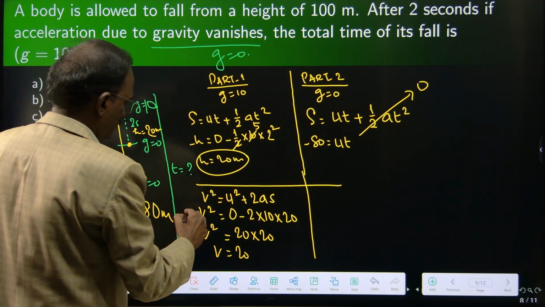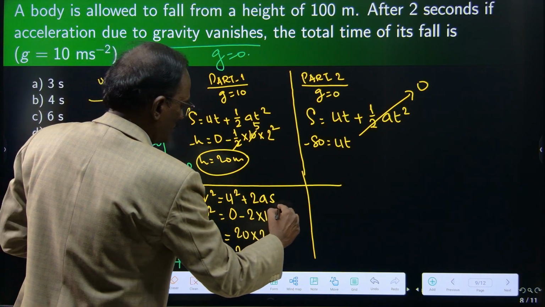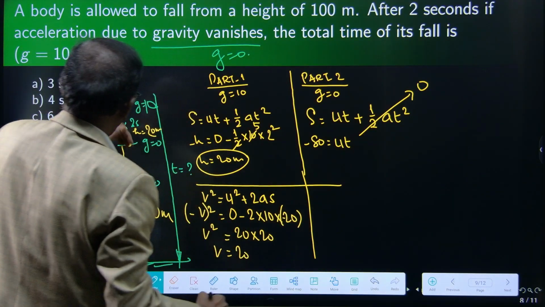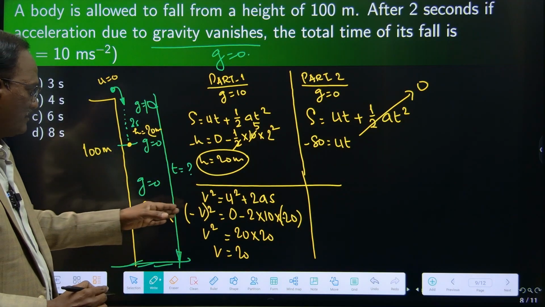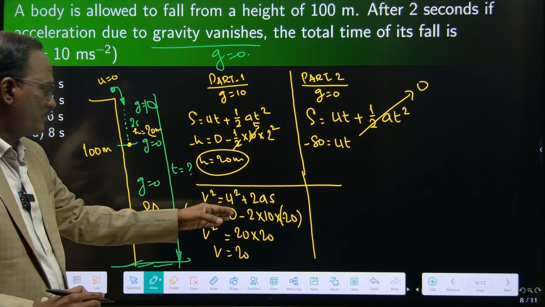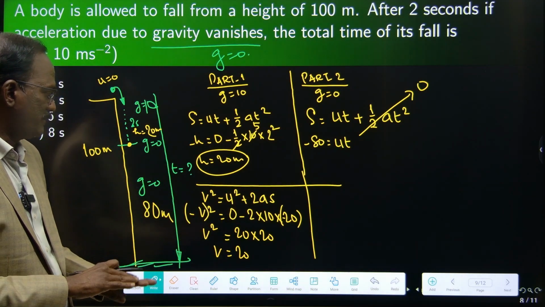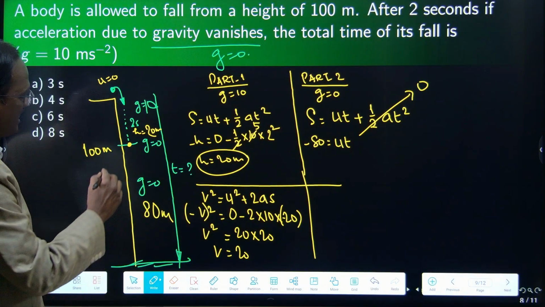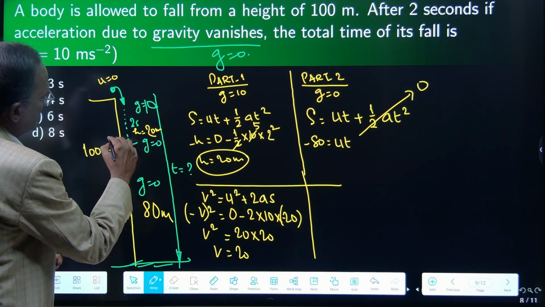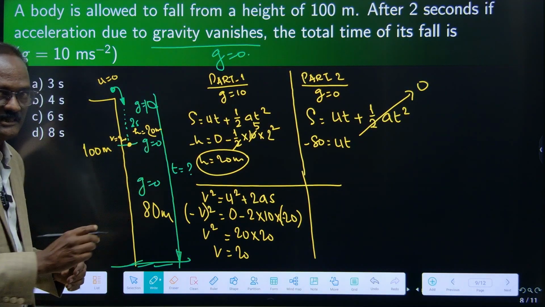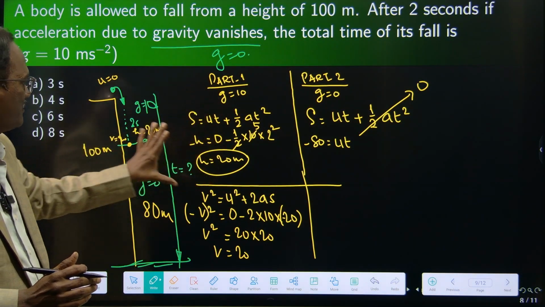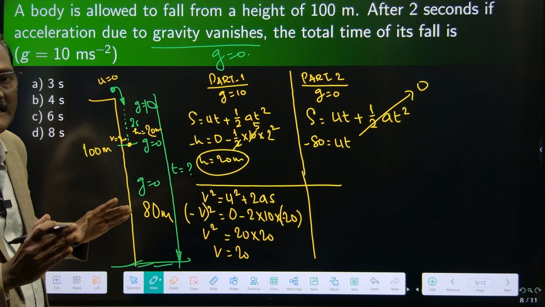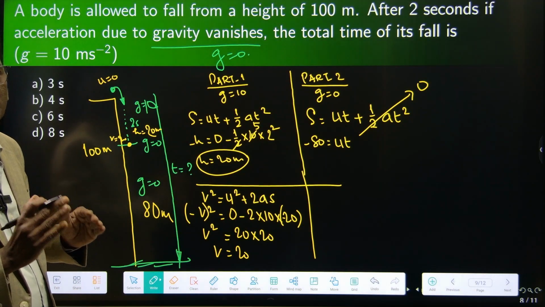So in fact, this is minus v the whole square. This is also minus 20. Yes, dropping down, right? So minus v square will become plus v square, and this minus will become plus. v square is 20 cross 20. v is equal to 20. At this point, v is equal to 20 is nothing but the final velocity for part 1. When it is crossing 20 meter, its velocity is 20.